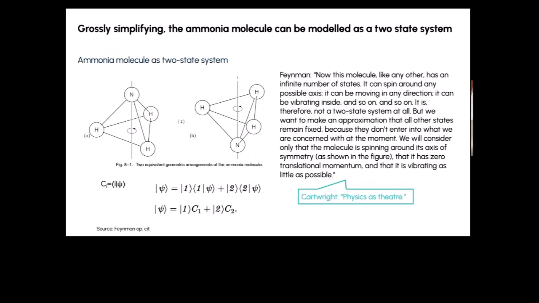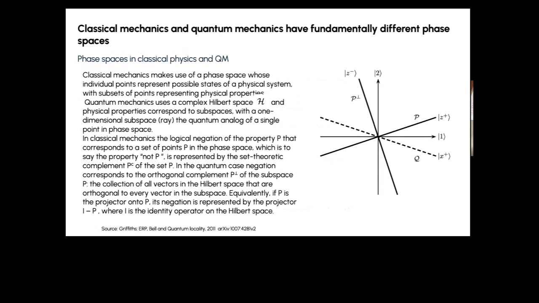And now the logical negation. In classical mechanics, the logical negation of the property P that corresponds to a set of points P in phase space, which is to say the property not P, is represented by the set-theoretic complement P^C of the set P. So here you see, for example, a certain point, and the complement is all the other points in the phase space where the particle is not. In quantum mechanics, it's different. In the quantum case, the negation is an orthogonal complement of the subspace.